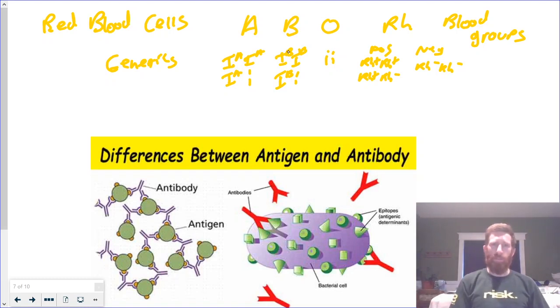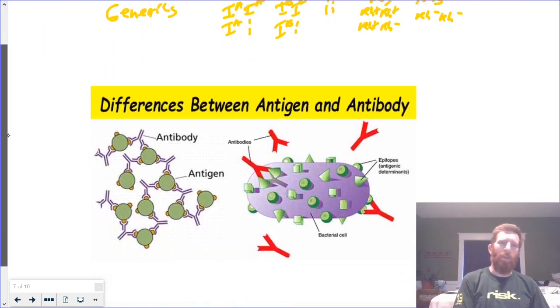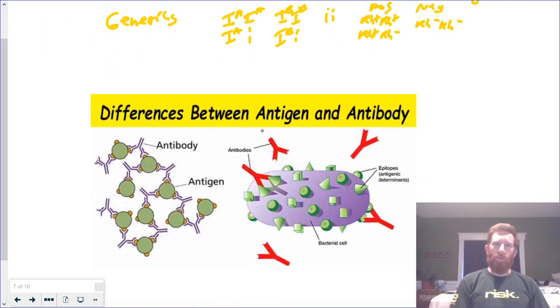This isn't a genetics course. This is an anatomy and physiology course. But I thought I'd mention that because that ties in with what we've learned before. What is important are these two words right here: antigen and antibody.